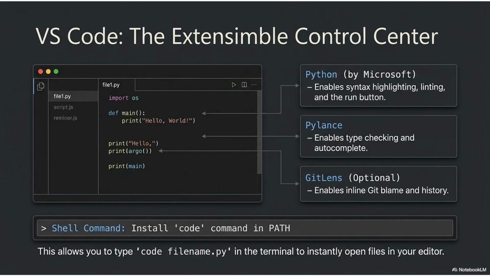Extension 3 is GitLens. This is optional. This enables inline git blame and history views directly in the editor. This shows who changed each line and when. The shell command at the bottom is essential. Install code command in PATH. This allows you to type code with whatever file name.py in the terminal to instantly open the file in Visual Studio Code. Without this, you must manually navigate to files through the GUI.